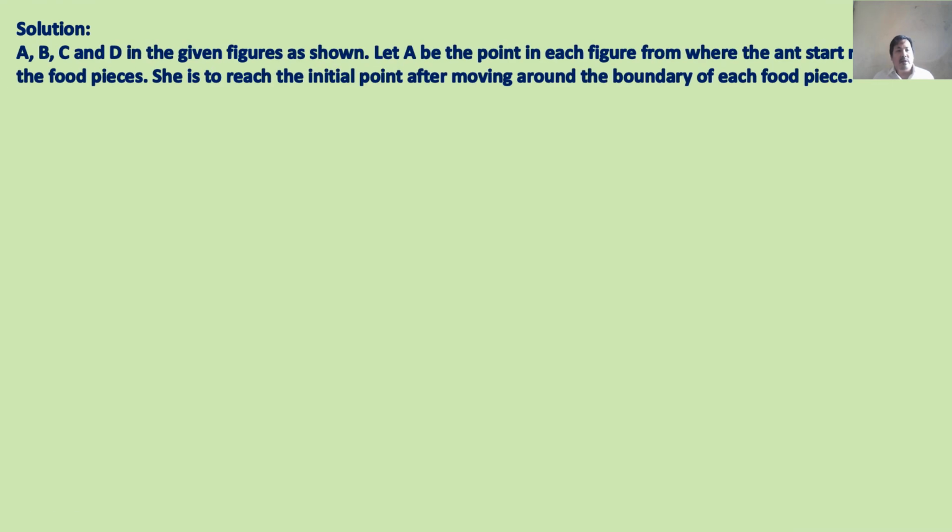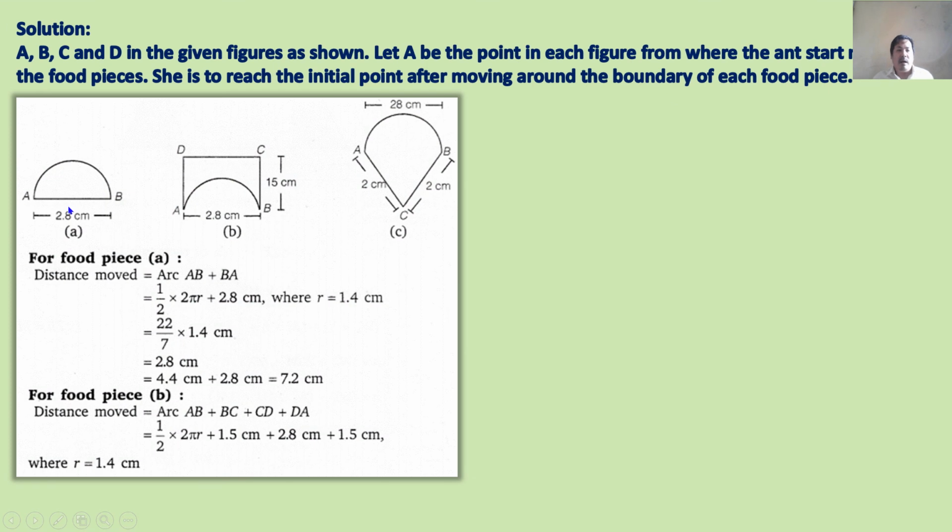So in the solution, A, B, C, D in the given figure as shown, let A be the point in each figure from where the ant starts moving on the foot pieces, and it reaches the initial point after moving around the boundary of its foot. Yes. So when the ant is moving around the foot, the track is made around the boundary. So wherever you start from A, you will always come back to A. If you start from A like this one arc, then you come back to A again, isn't it? But the whole track is A to B and B to A like this.